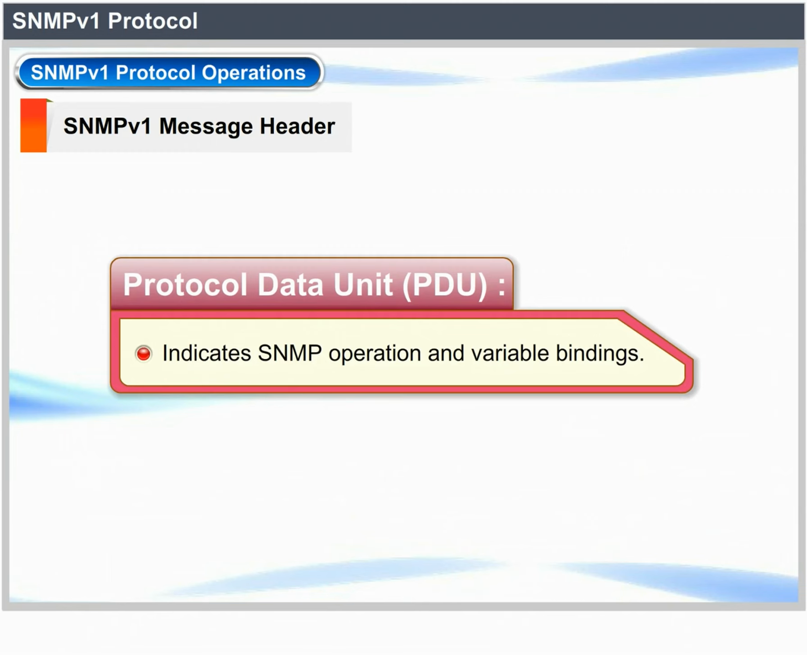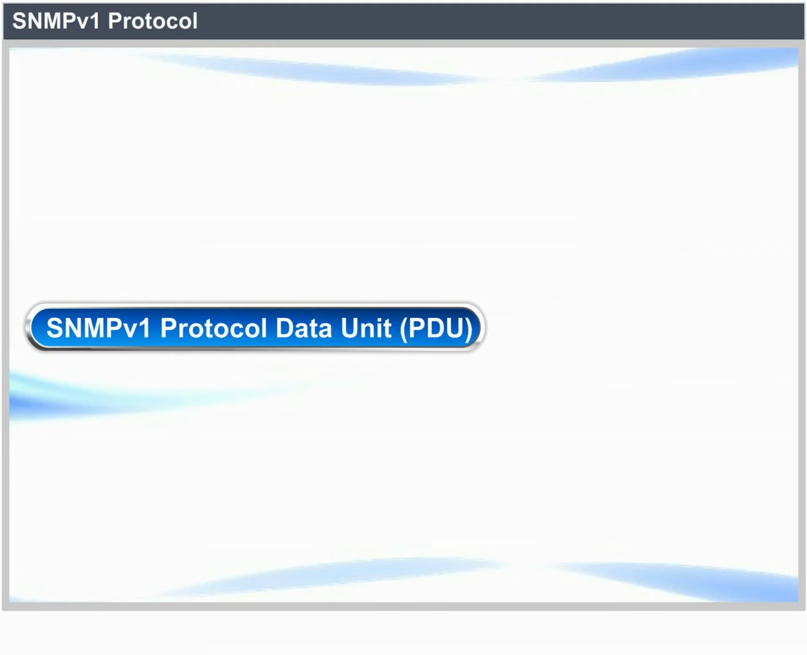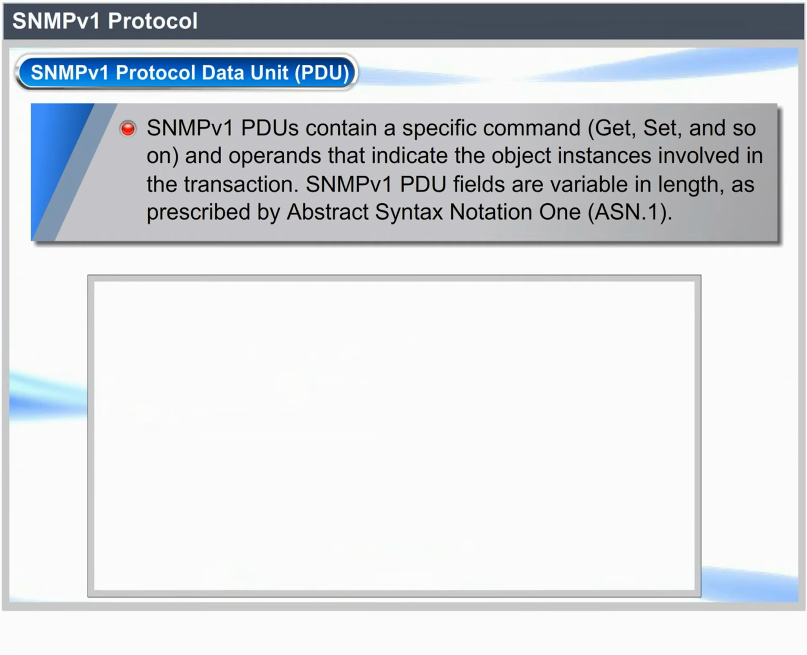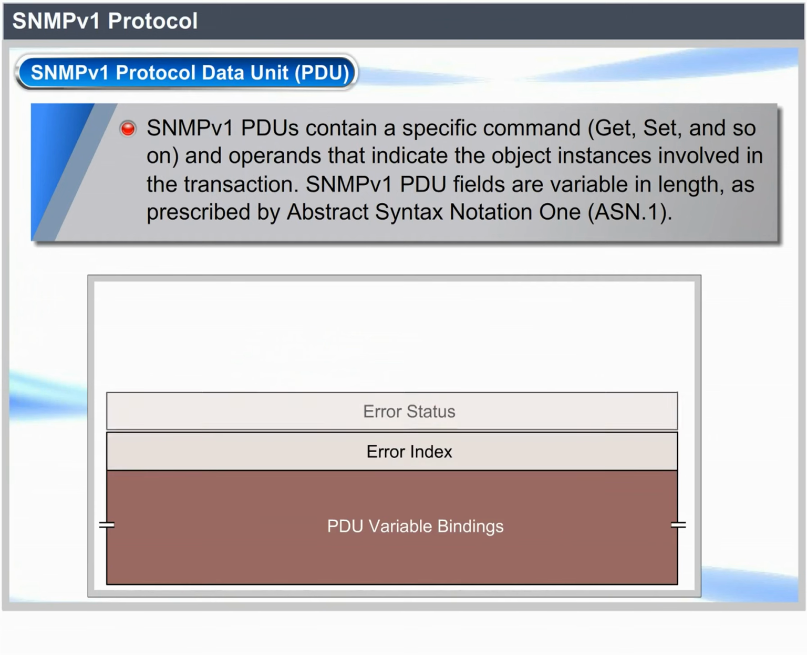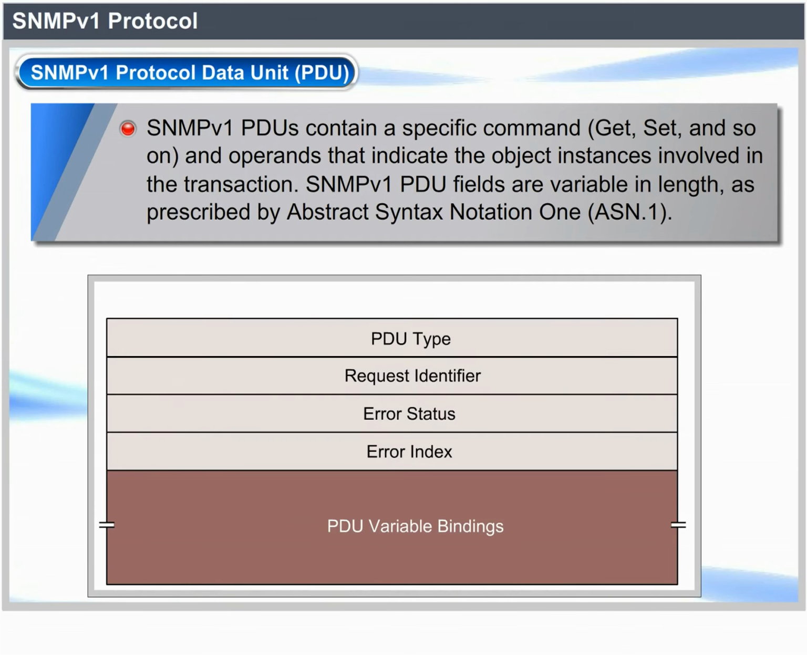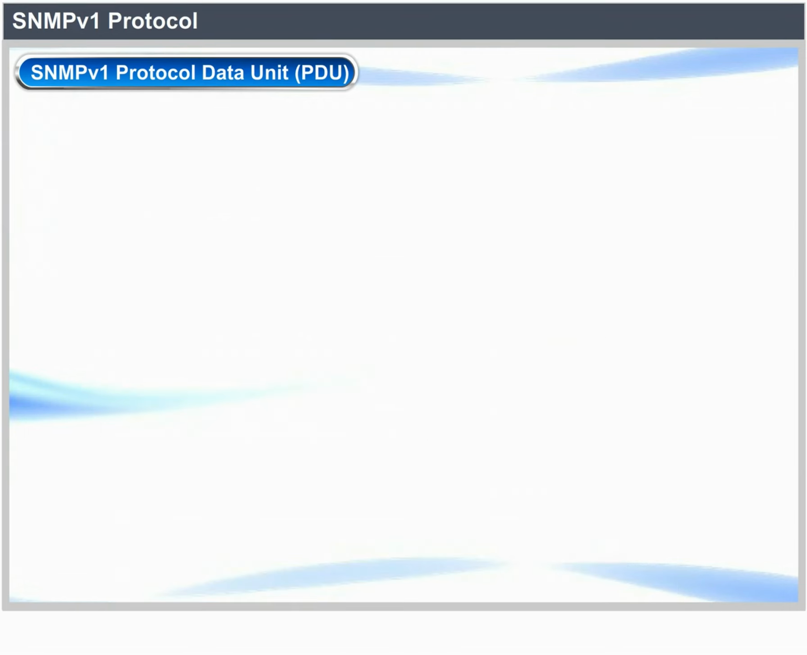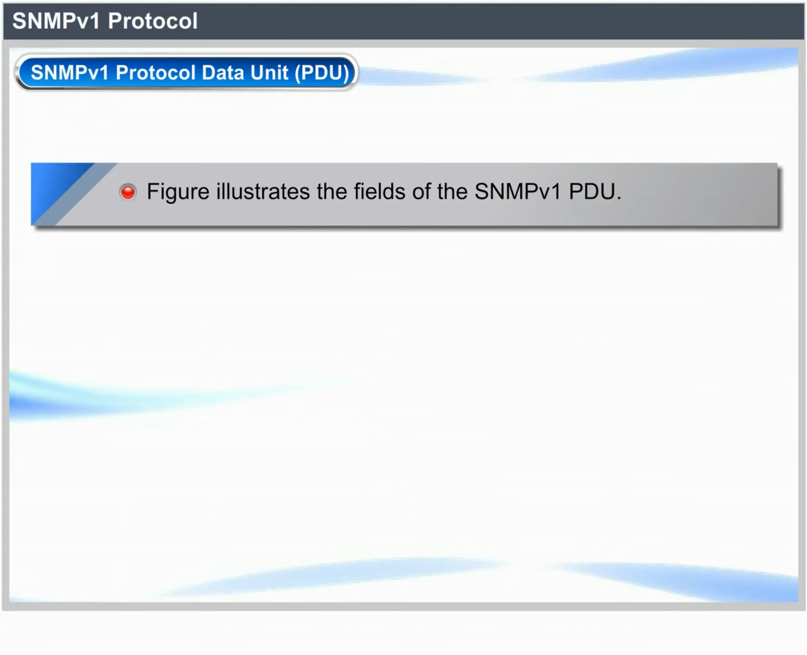SNMPv1 protocol data unit (PDU). SNMPv1 PDUs contain a specific command, that is get, set, and so on, and operands that indicate the object instances involved in the transaction. SNMPv1 PDU fields are variable in length, as prescribed by Abstract Syntax Notation 1 or ASN.1. The figure illustrates the fields of the SNMPv1 PDU: PDU type, request ID, error status, error index, variable bindings list.